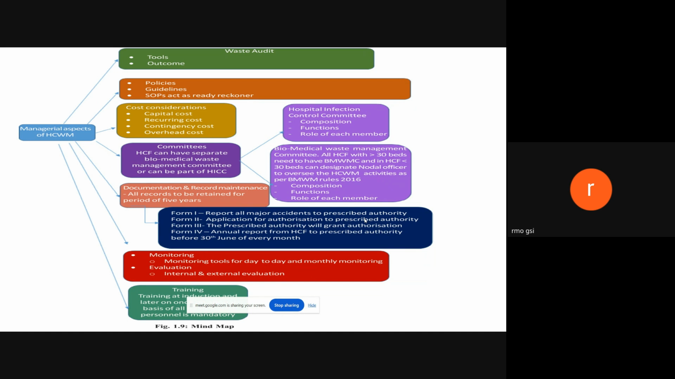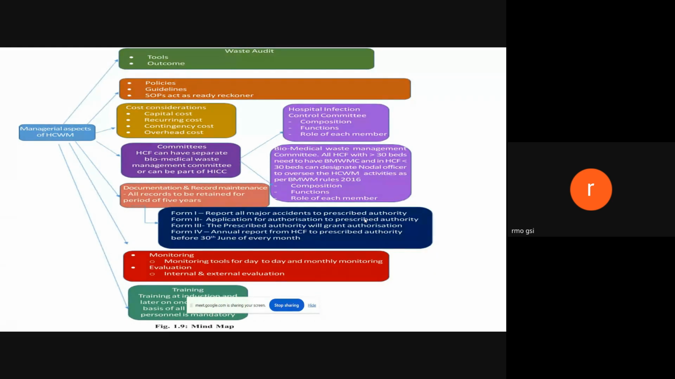The proper transport, segregation, the important step of the administration is to develop a committee for the waste management: the waste generation, transportation, temporary storage, and final disposal. This committee can be a part of the HICC, or there can be a separate committee for the waste management, which looks after the generation, the segregation, then internal transportation, then temporary storage and final disposal.